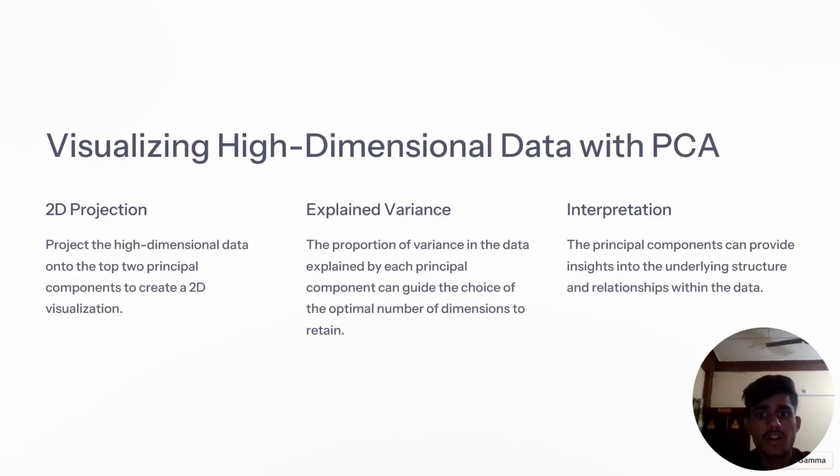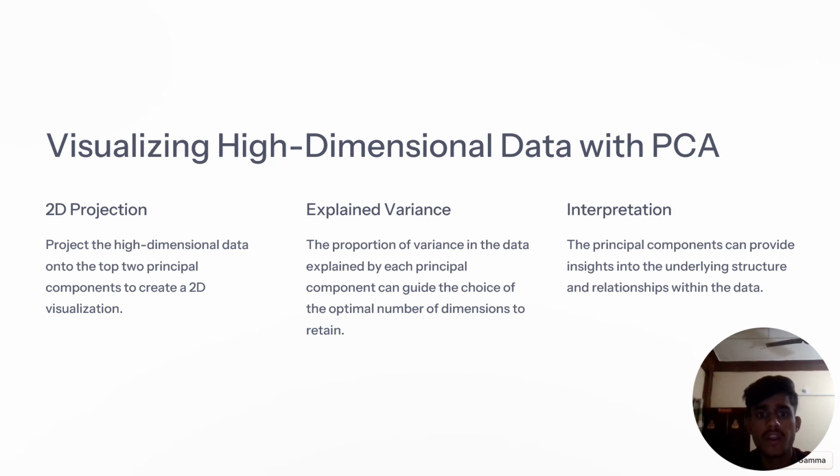Visualizing high dimensional data with PCA. First, projection. Second, explained variance. Third, interpretation. First, projection. Project the high dimensional data onto the top two principal components to create a 2D visualization.